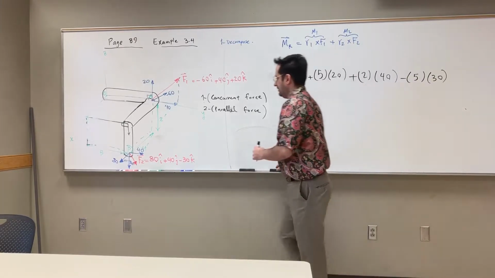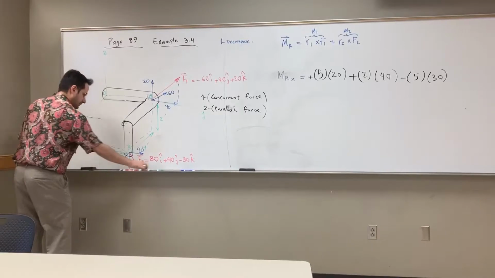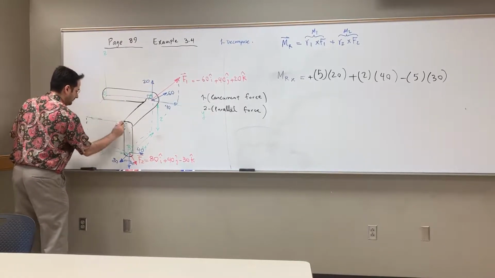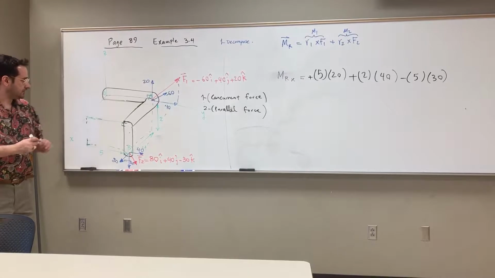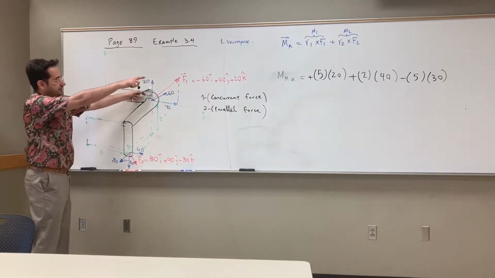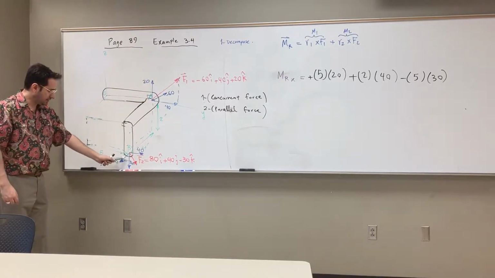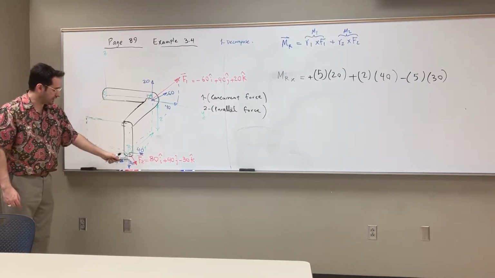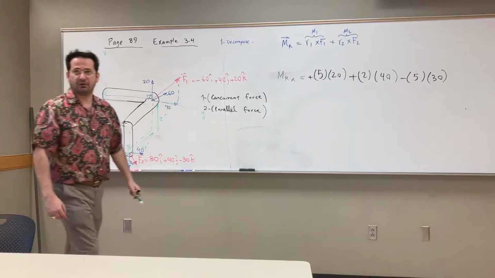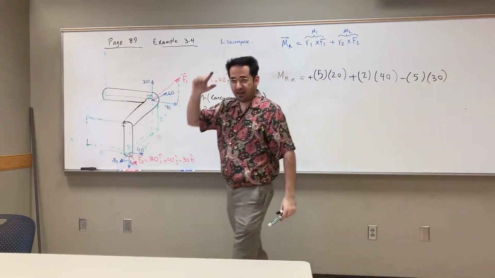What else do I have? That's all, right? I already did the 20, the first step. This is parallel, this is concurrent. Then I come to here. This is parallel. I did this 40 and I did the 30. So that's it. This is the resultant moment in the x-axis.